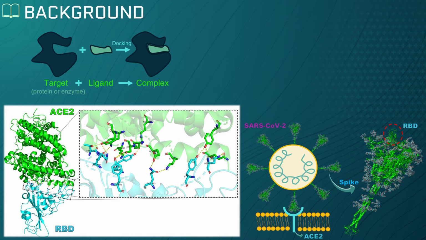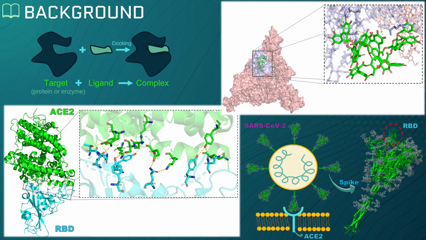The molecular docking technique can be used for screening of potential ligands. It is used to predict how strongly a protein or enzyme interacts with small molecules, the ligands. Here, the target is the spike of the coronavirus. This figure shows an example of a ligand binding the RBD of the spike.